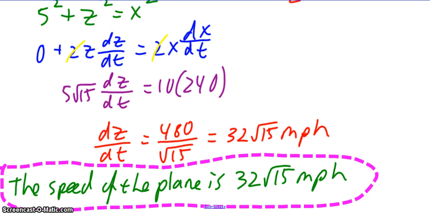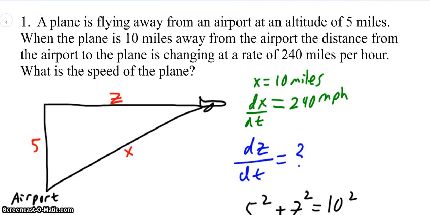Alright, so we should end up with the speed of the plane is 32 root 15 miles per hour. We get that. So this is the picture I drew. If this is the airport, the plane is 5 miles altitude, flying away from the airport. So I call this distance x. That is the distance from the plane to the airport. And then z is going to be the path of the plane. So we have to find z.